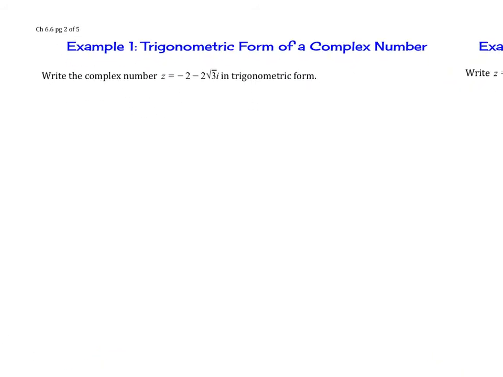So we're going to write the complex number z equals -2 minus 2 root 3i in trigonometric form. A couple things we need to remember. Number one, we're going to write it in this form: z equals r times cosine theta plus i sine of theta. So what we need to know is r, where r equals the square root of a squared plus b squared. Then we need to know the angle, so tangent of theta is b over a. So we need to solve for these pieces.